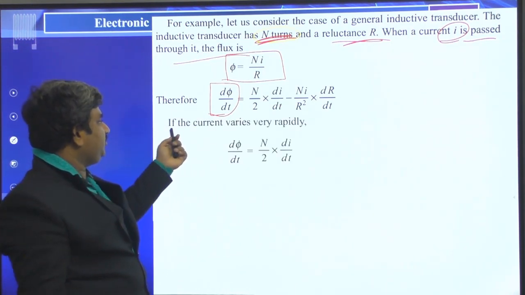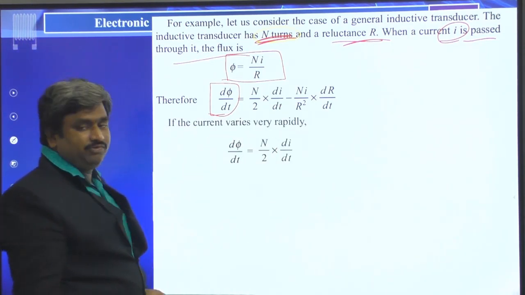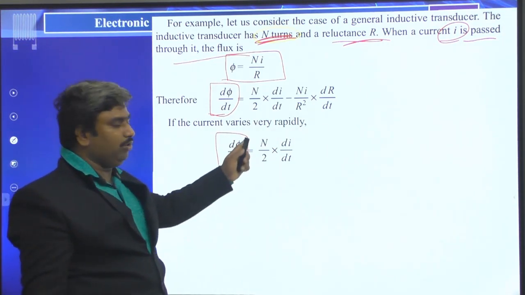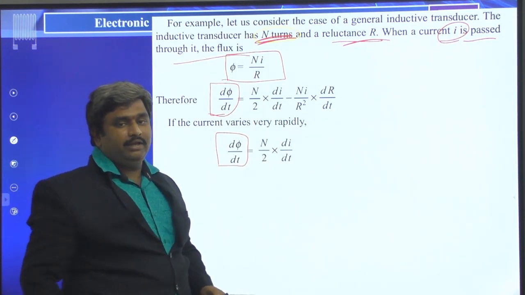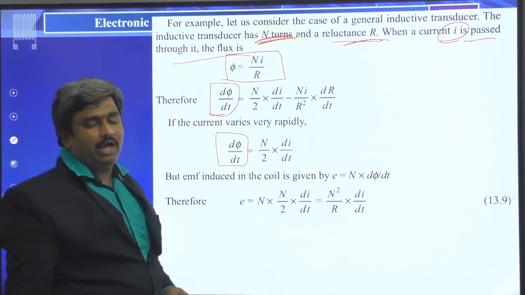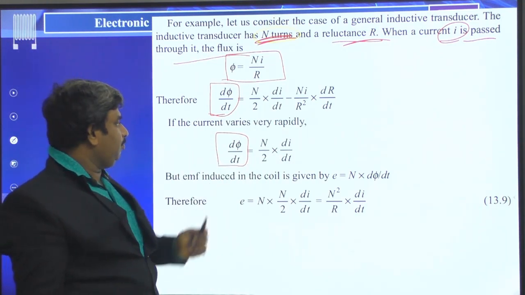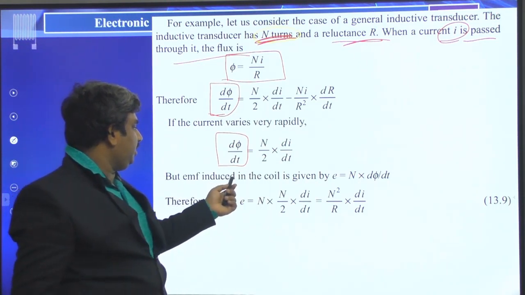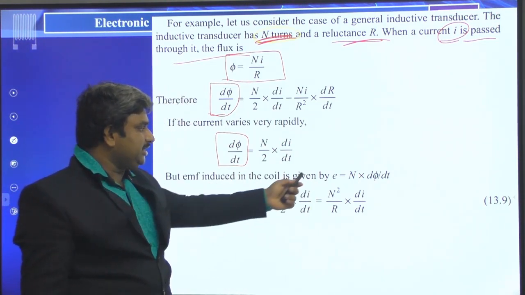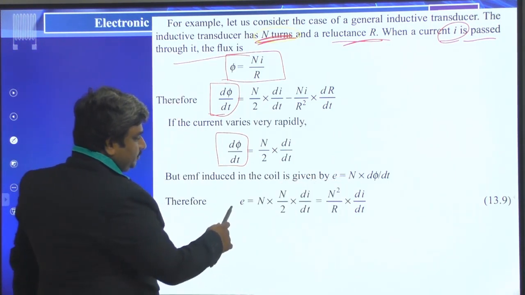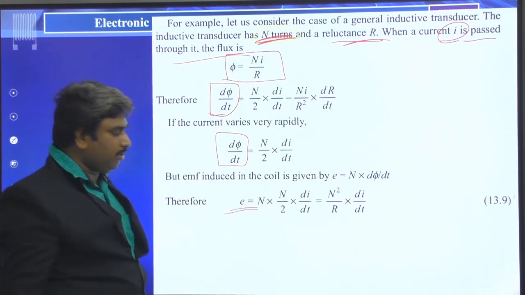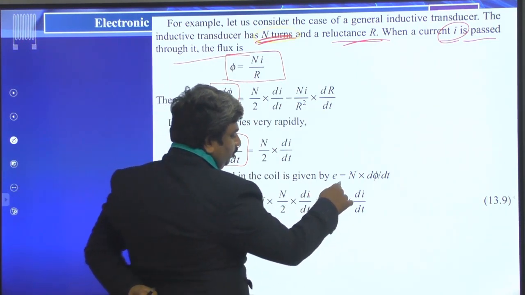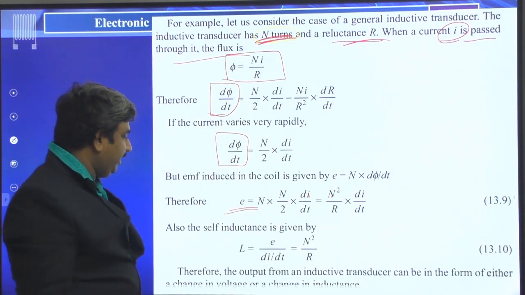If the current varies very rapidly, you can take d phi by dt equal to N by R into di by dt. Here we have removed the R term, since if the current varies rapidly we can neglect it. The EMF induced in the coil is given by e equal to N into d phi by dt, which is equal to N square by R into di by dt.